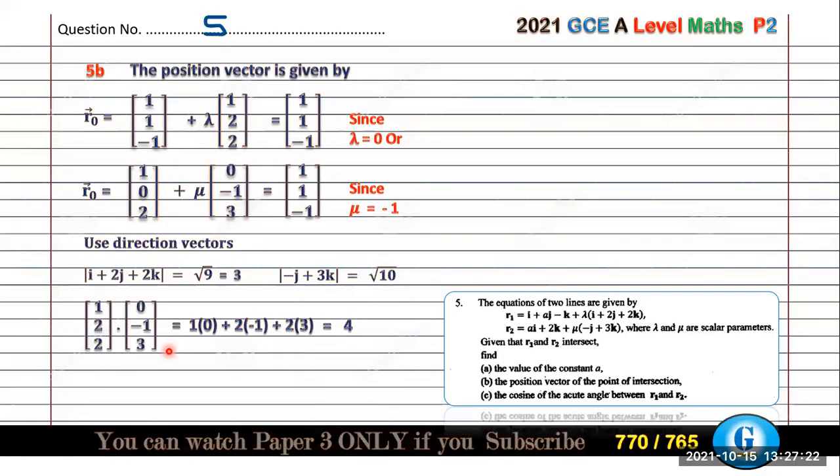And how do we get the cosine of this angle? Cos theta is equal to a dot b, where a is the first direction vector and b is the second direction vector, over mod a mod b. a dot b is equal to 4, over mod a mod b, which is 3 root 10. So this is the cosine of the acute angle, right? This is the cosine of that acute angle between these two vectors.